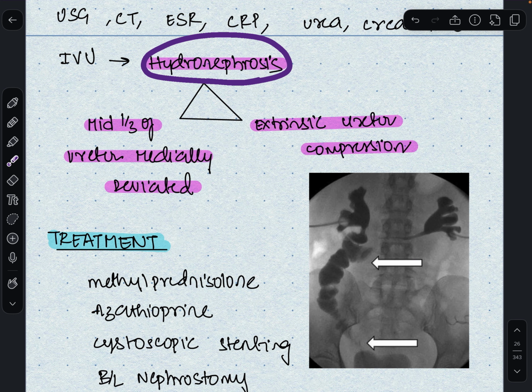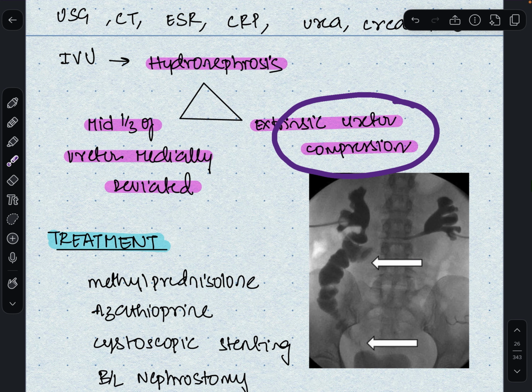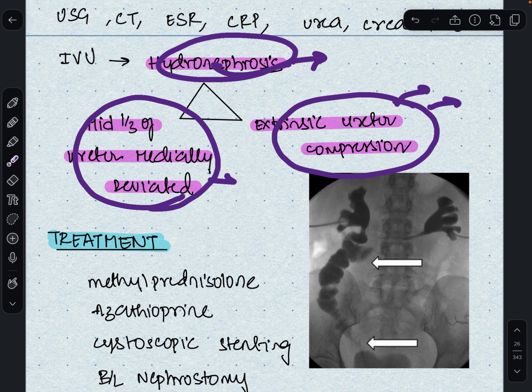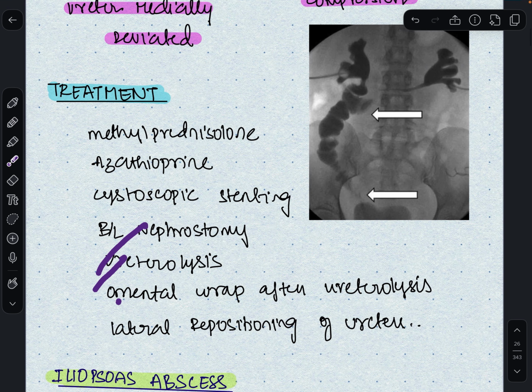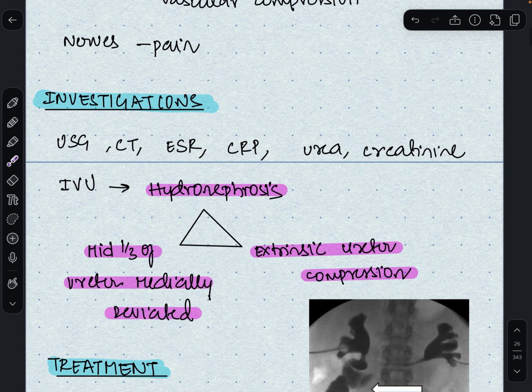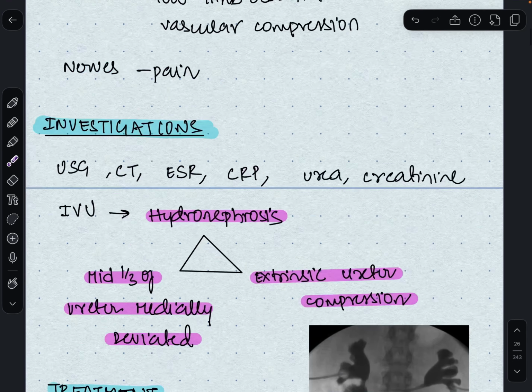For this you are going to do nephrostomy. For this you are going to do ureterolysis and omental wrap after ureterolysis, right? For this, lateral repositioning of the ureter. So all this along with some drugs like azathioprine and methylprednisolone will be the treatment. So in the picture you can see this IVU, you can see this bilateral hydronephrosis and medial shifting of the ureter and all. So this is about retroperitoneal fibrosis.